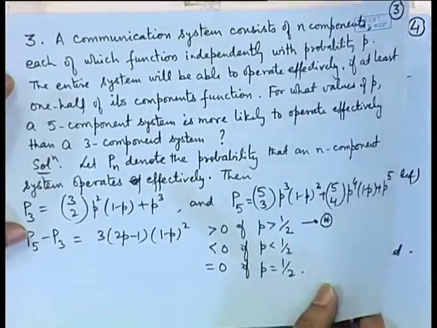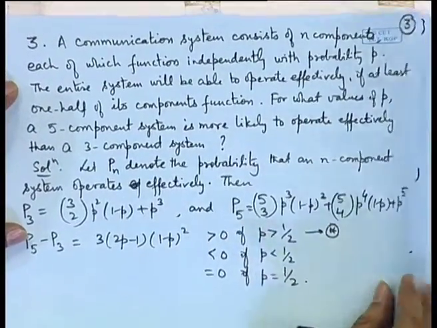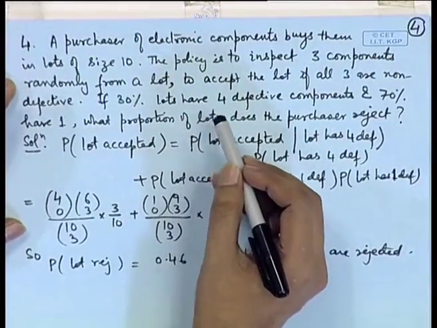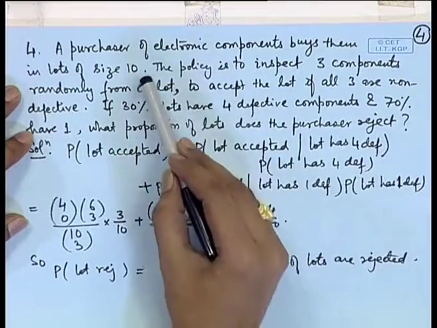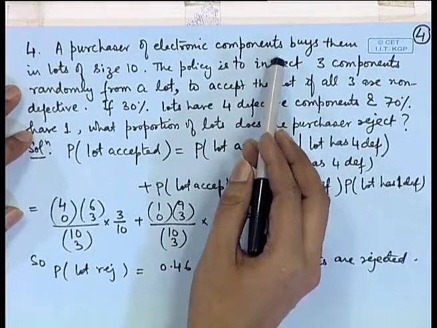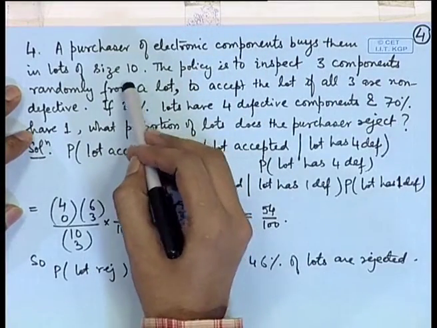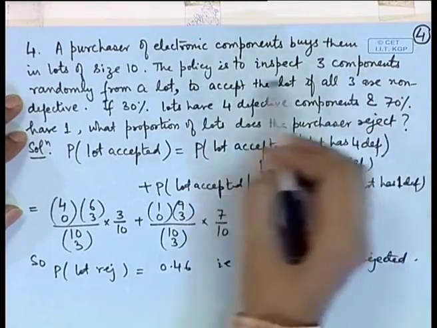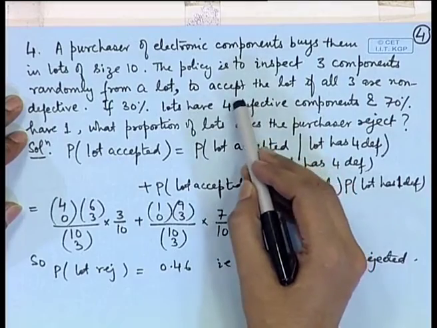So, these are some of the applications of the binomial and negative binomial distribution, etc. Let us look at an application of hypergeometric distribution. A purchaser of electronic components buys them in lots of size 10. So, the policy is to inspect 3 components randomly from a lot.